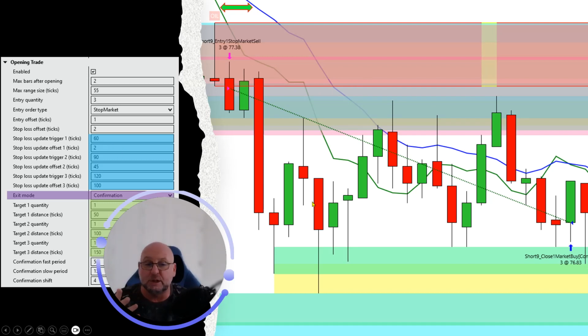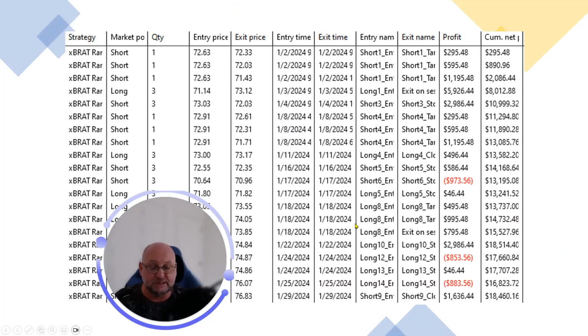In this case, it only went 60 ticks to get it to risk free. It didn't reach 100 or 90 ticks to adjust it to 45. So eventually we see we did get the crossover and the profit was taken.